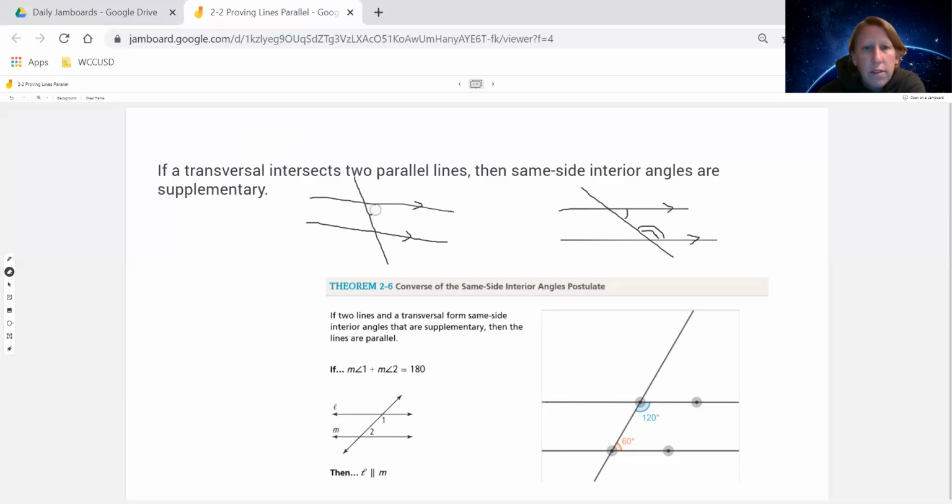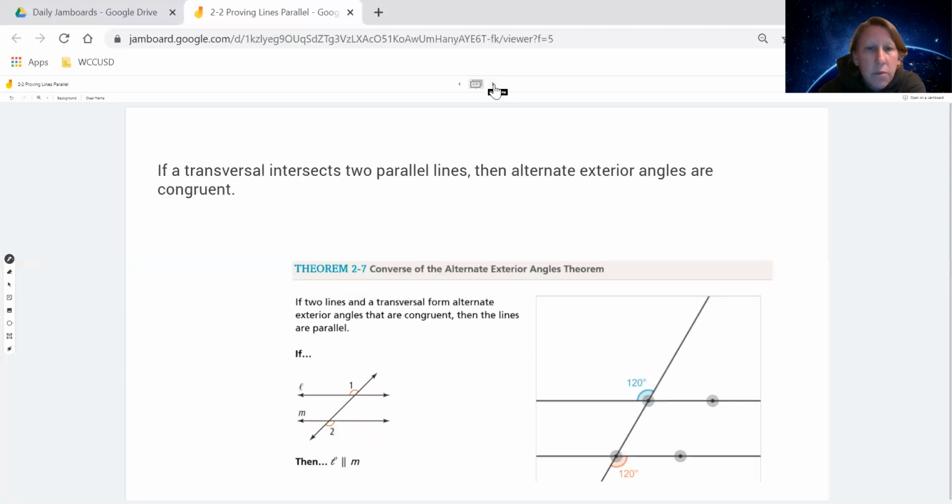So if you have a situation where you have parallel lines, then these 2 interior angles, remember this is the interior on the same side of the transversal, those are supplementary, they add up to 180. Okay, so the same idea down here. If these 2 angles in the interior add up to 180, then the lines can be said to be parallel.